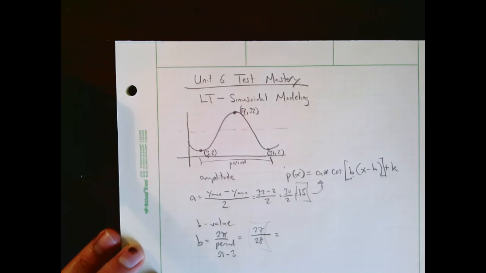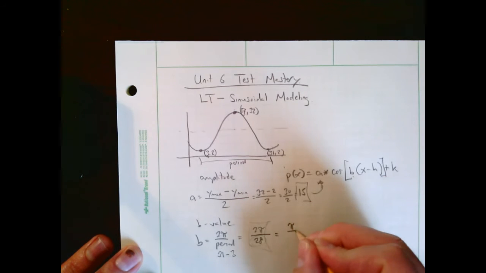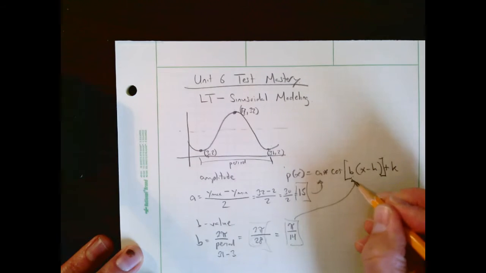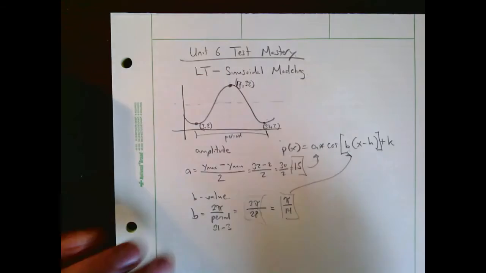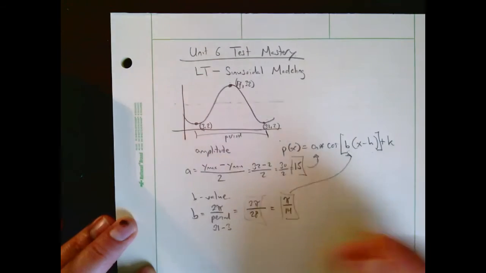People would understand that. And in fact, there are arguments for leaving it that way. That way you can actually see your period right away. I think most people are comfortable with just reducing it to pi over 14.